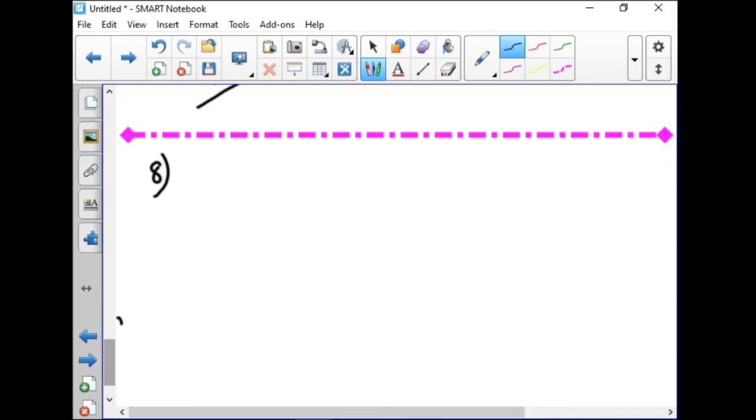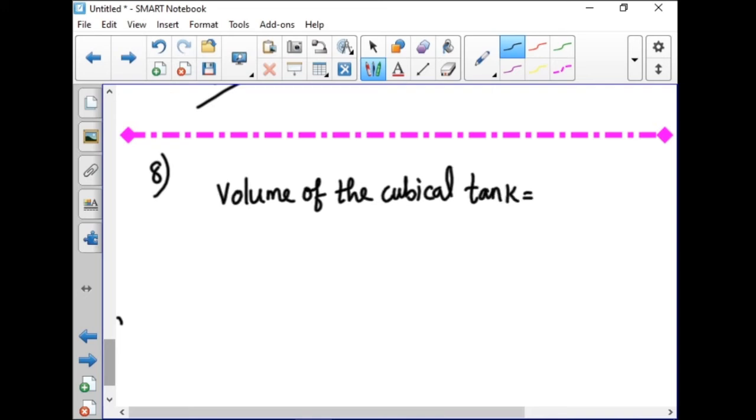Okay va? So liters-ஐ நம்ம first என்ன convert பண்ணிக்கணும், meter-ஆ convert பண்ணிக்கணும். Okay va? சரி. First we can write the volume. Okay. Volume of the cubical tank is equal to 125,000 liters. Okay. So we want to convert the liters into meter cube.